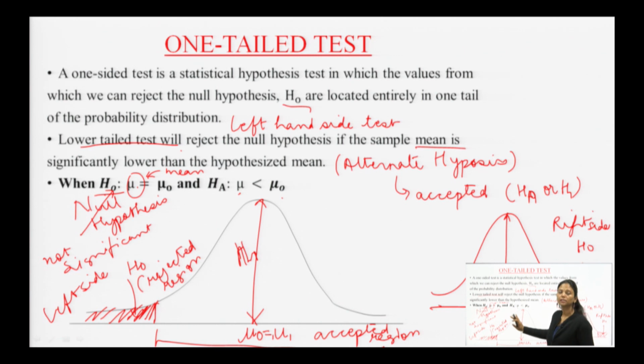That means, this is a lower tail test in which your mu is less than mu naught, that means your mean is less than your hypothesized mean. In the case when there is a less than sign between the mean and the hypothesized mean, your one tail test is called a lower tailed test, that is called a left hand side tail test when we talk about hypothesis.